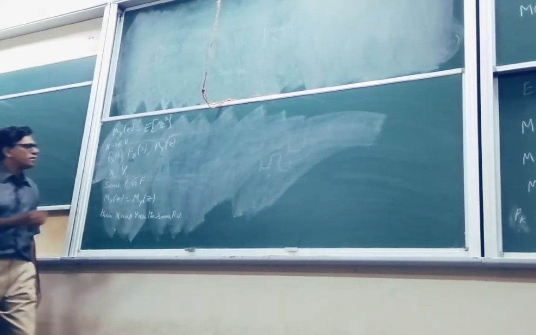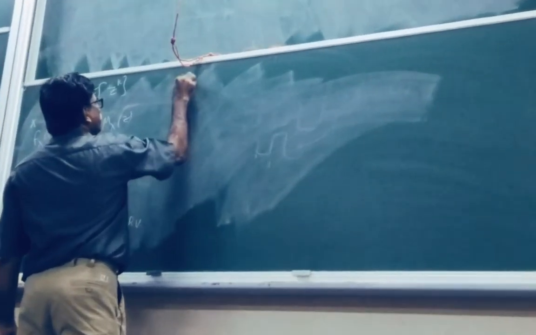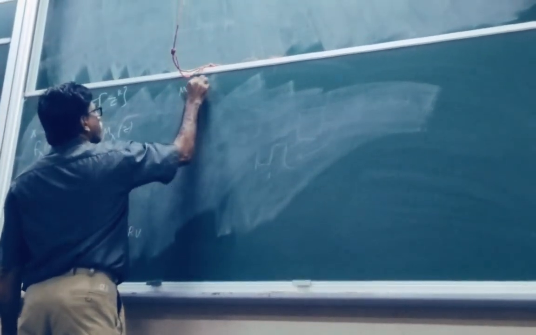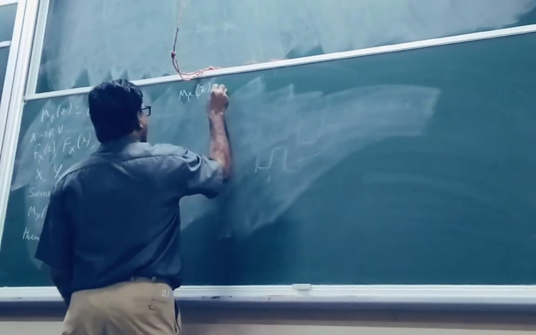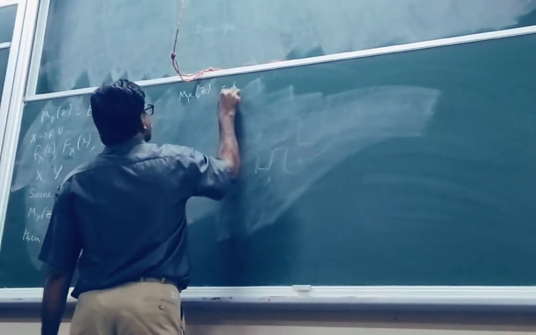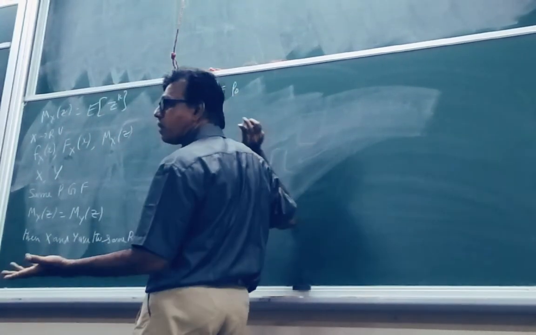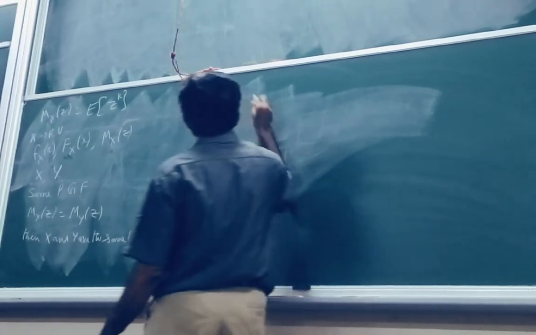For example, that is simply because you have mx of z. Okay, let me say that P0, P1, P2, P3 are the probabilities of taking value 0, 1, 2, 3. Okay.